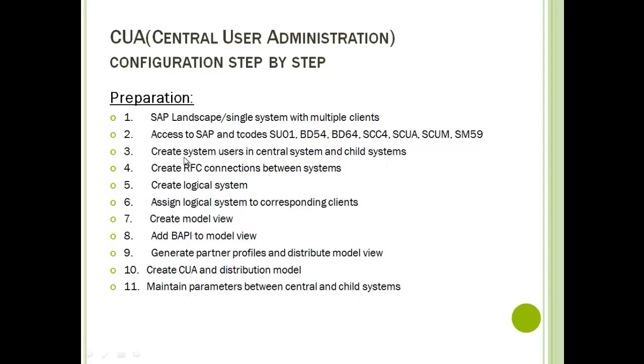Then we need to create a system user in the central system and all the client systems. We will do that, and create RFC connections between the systems, create logical systems and assign the logical system to the corresponding client, and we will create the model view. Then we will also add the BAPI to the model view, and we will generate the partner profile and distribution model, and we will create the CUA and distribution model. Then we will maintain the parameters between the central and the child systems.